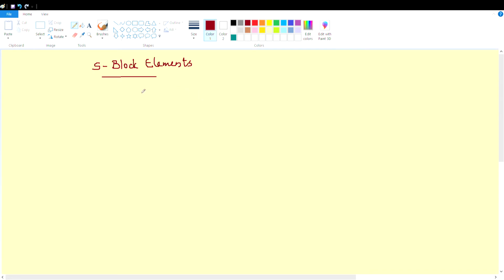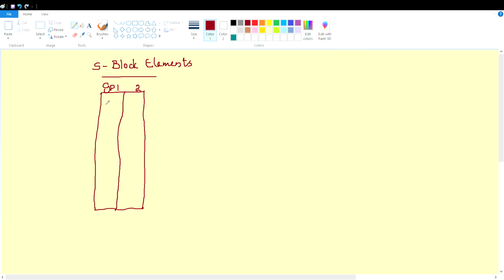S-block elements. S-block elements are located in the extreme left side of the periodic table. In the extreme left side of the periodic table, we have two columns, two groups: Group 1 and Group 2. Group 1 and Group 2 elements together are called S-block elements.